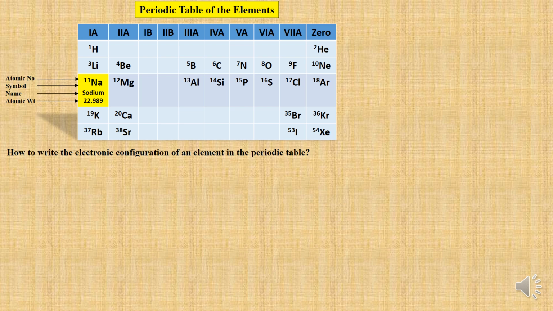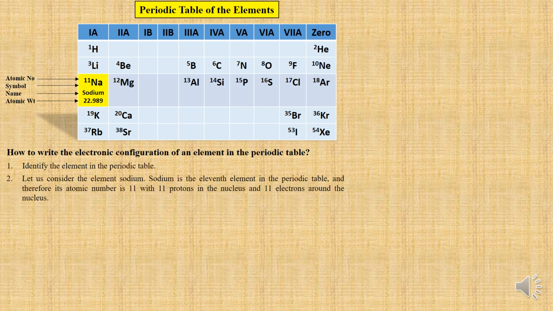Now, how to write the electronic configuration of an element in the periodic table? The first step is to identify the element in the periodic table. The element that we have identified is sodium. And sodium, which is highlighted here in the periodic table, is the 11th element in the periodic table. And that is why you can find the number 11 superscripted preceding the symbol Na.